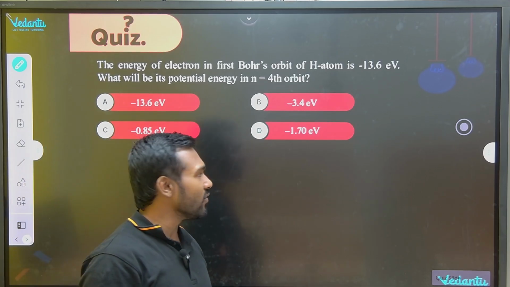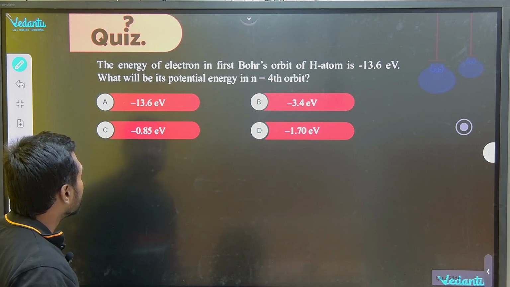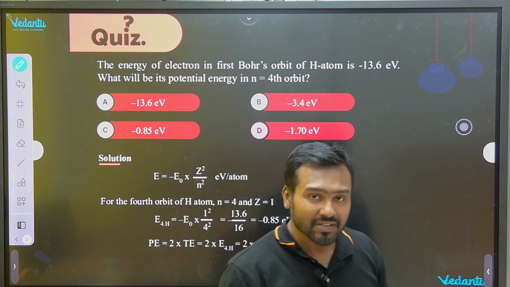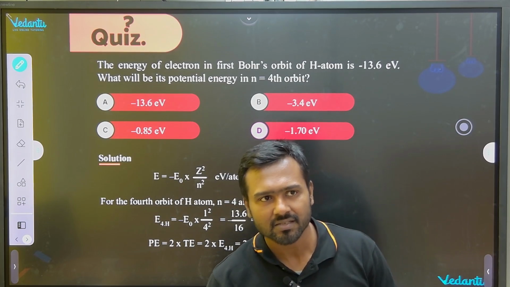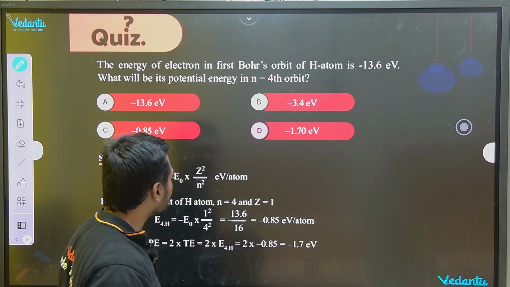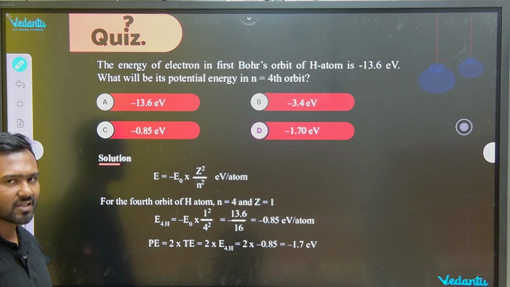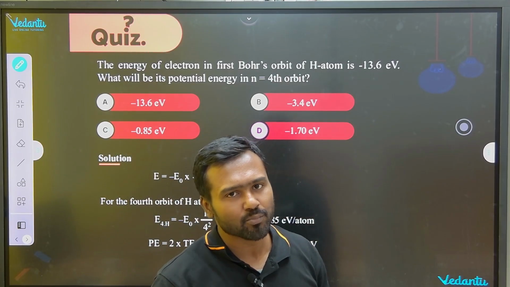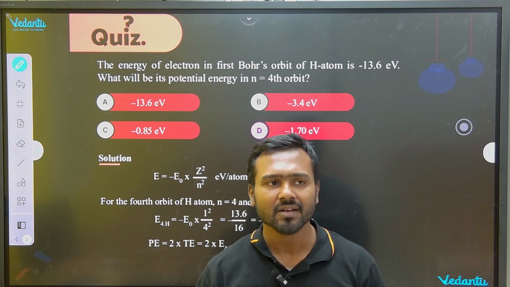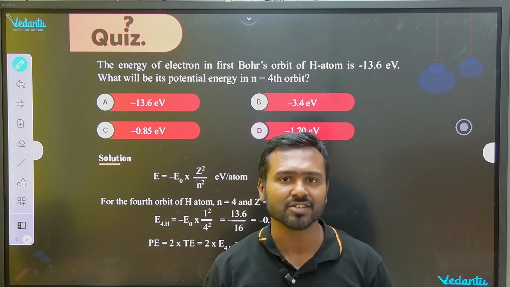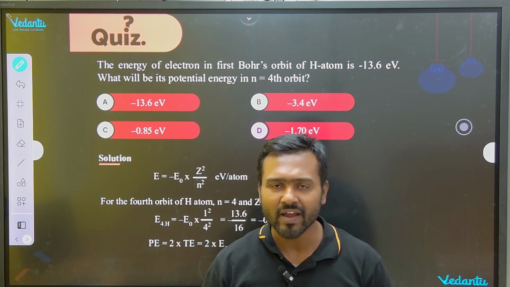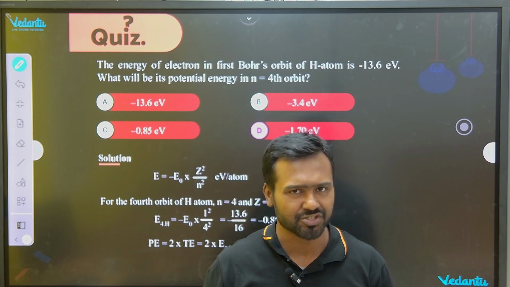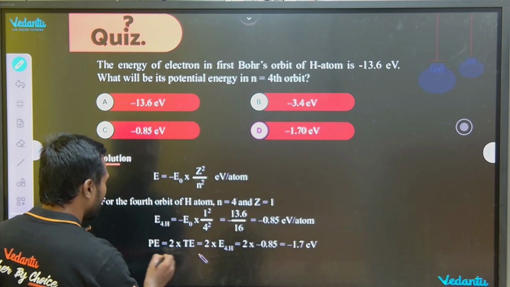Whatever the value we got, 13.6. So they are asking about the fourth orbit. Now they are asking potential energy, not the total energy. Whatever the formula we got, energy is equal to minus 13.6 into Z square by N square electron volt per atom. That is total energy, not the potential energy. You first find the total energy, then potential energy is equal to twice of total energy.